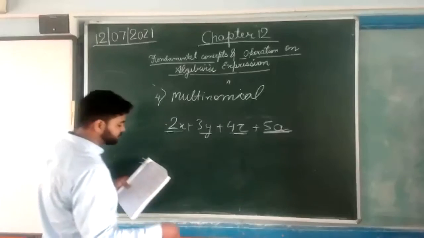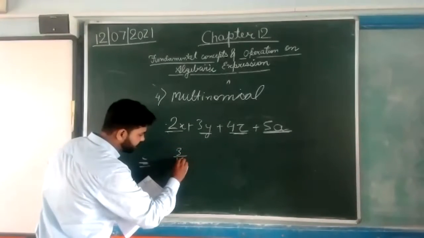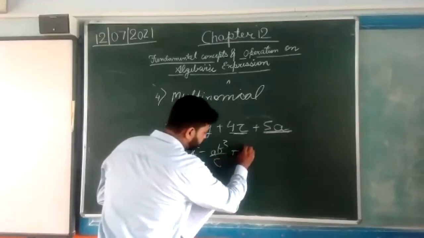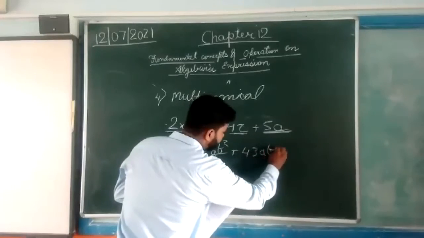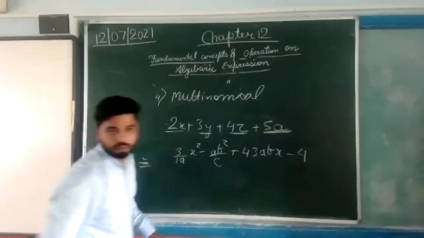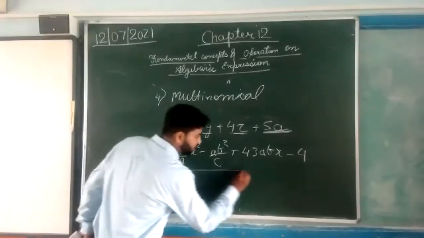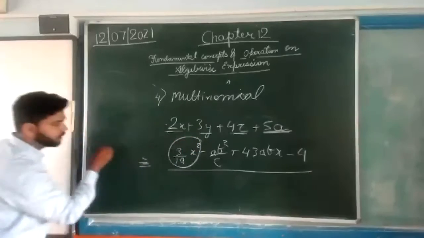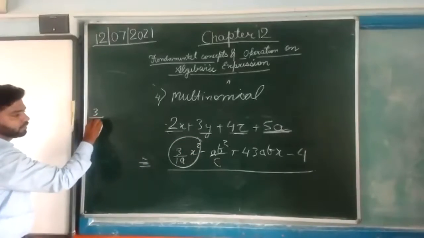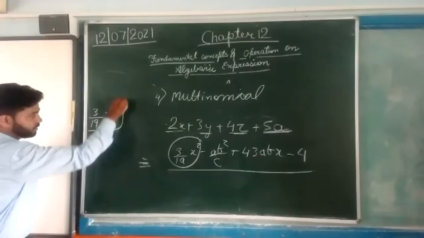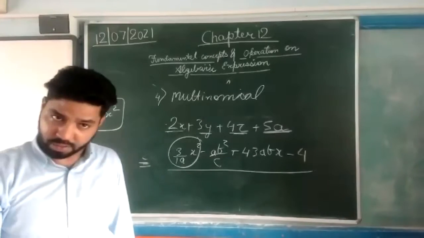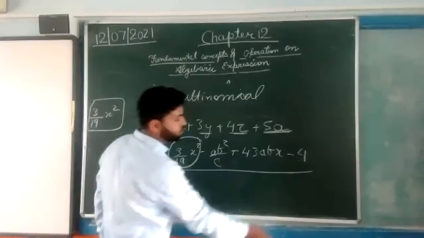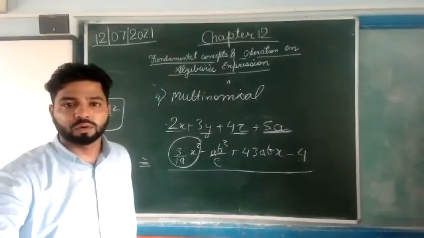For example, 3 upon 19 x square minus ab square upon c plus 43 ab x and 4. Okay, this is called a multinomial, and this sign is called the sum of that multinomial, as it is written 3 upon 19 x square. There are 1, 2, 3, 4 terms. Okay, Akansha, tell me.